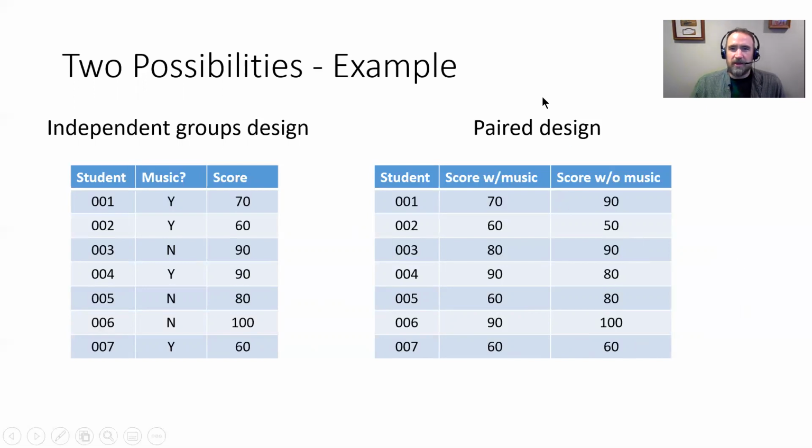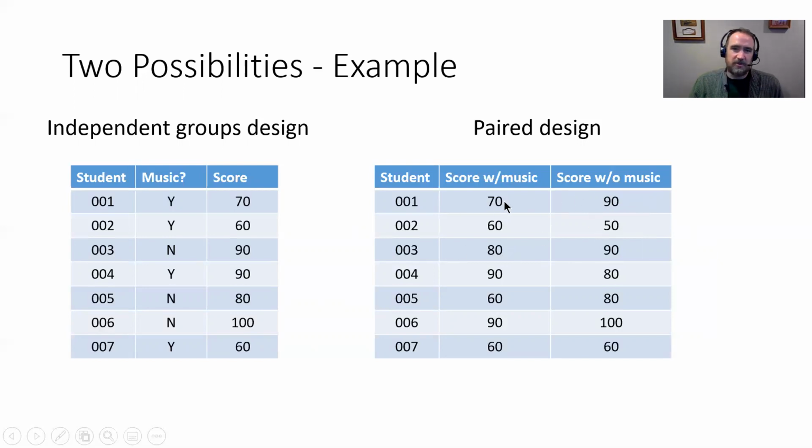One of the keys to paired design is that we want the students to be randomly assigned to either be listening to music or not for a given quiz. So for example, we don't want all the students to listen to music on the first quiz and all the students to not listen to music on the second quiz, because then it might be something about the first quiz that was different or the second quiz. We want to randomly assign them for each quiz.